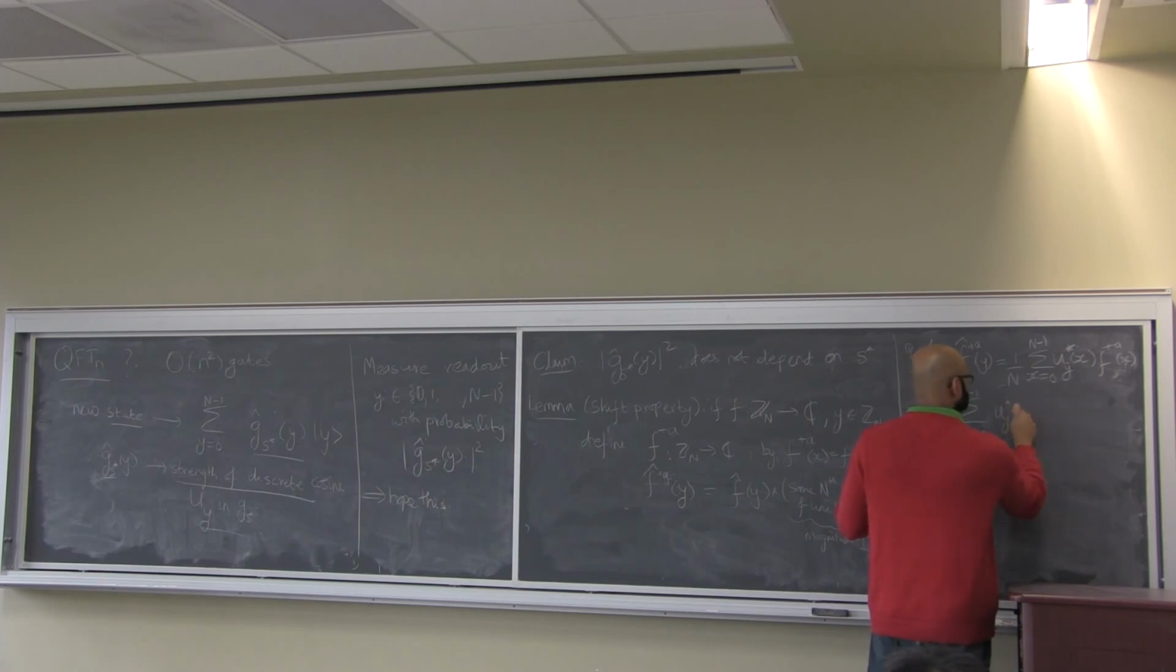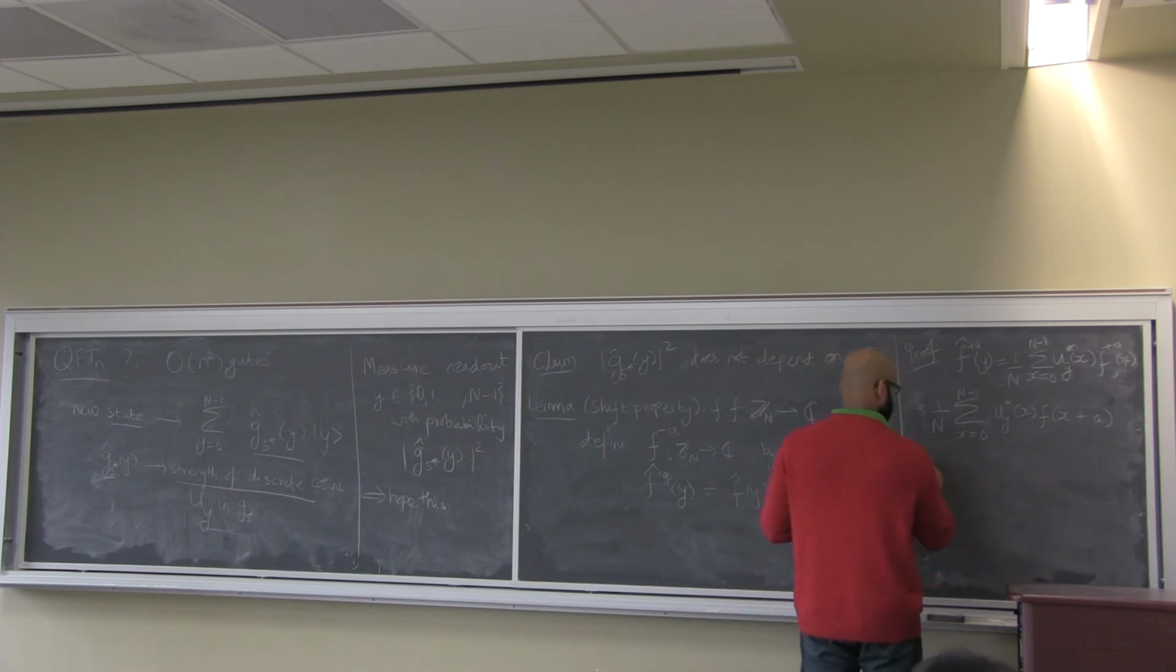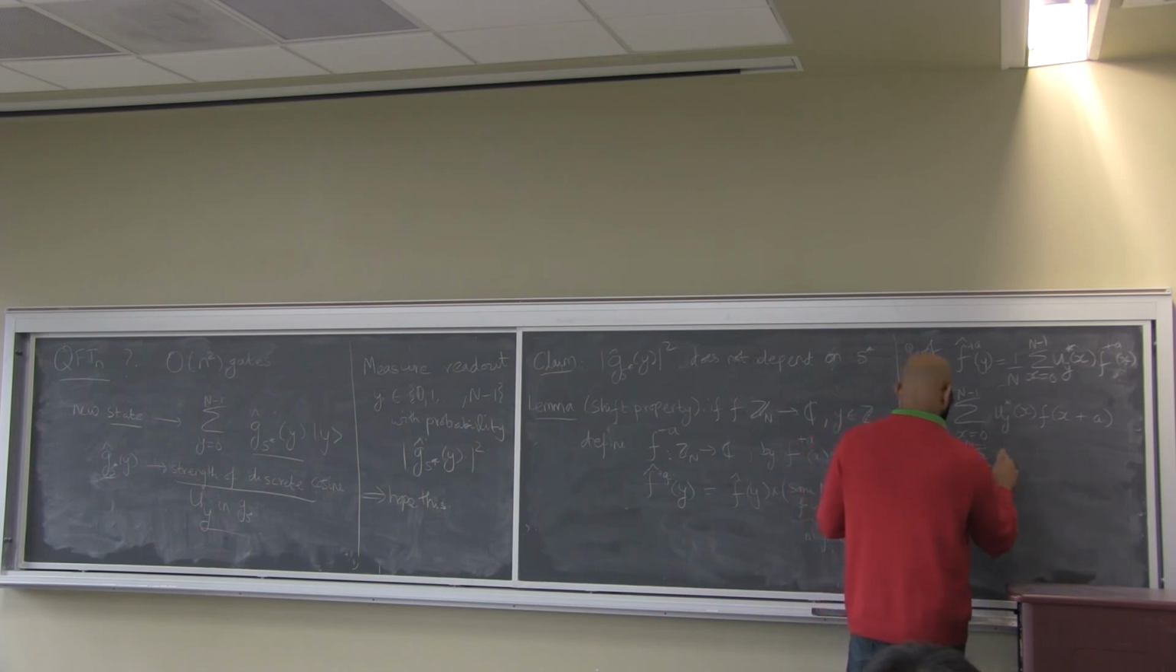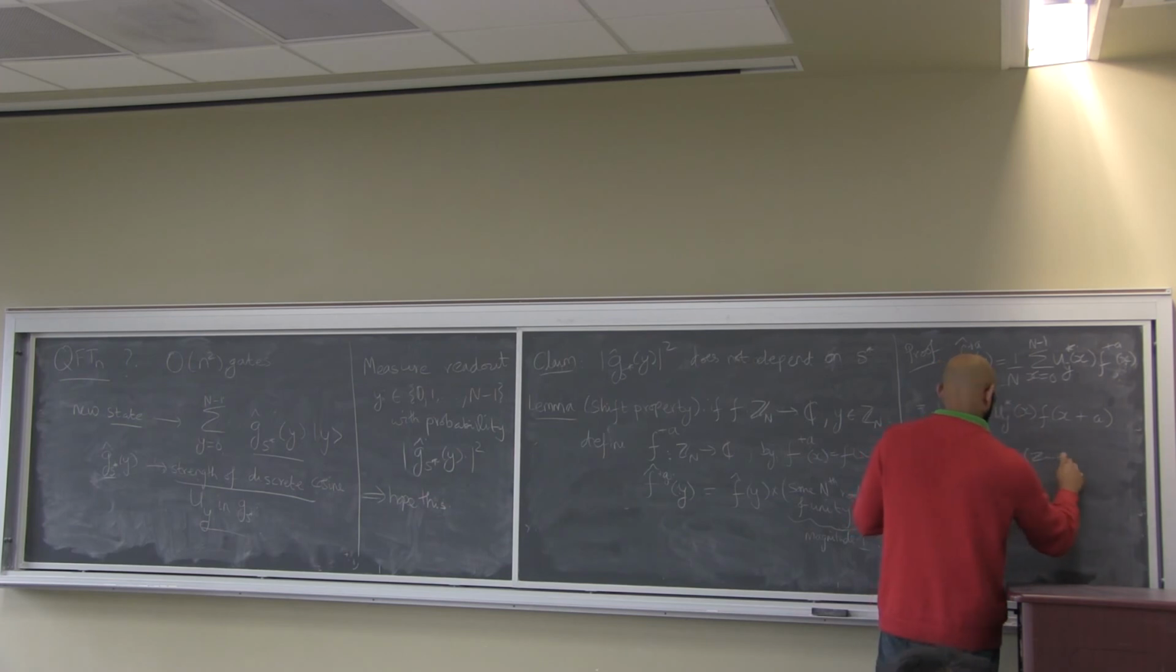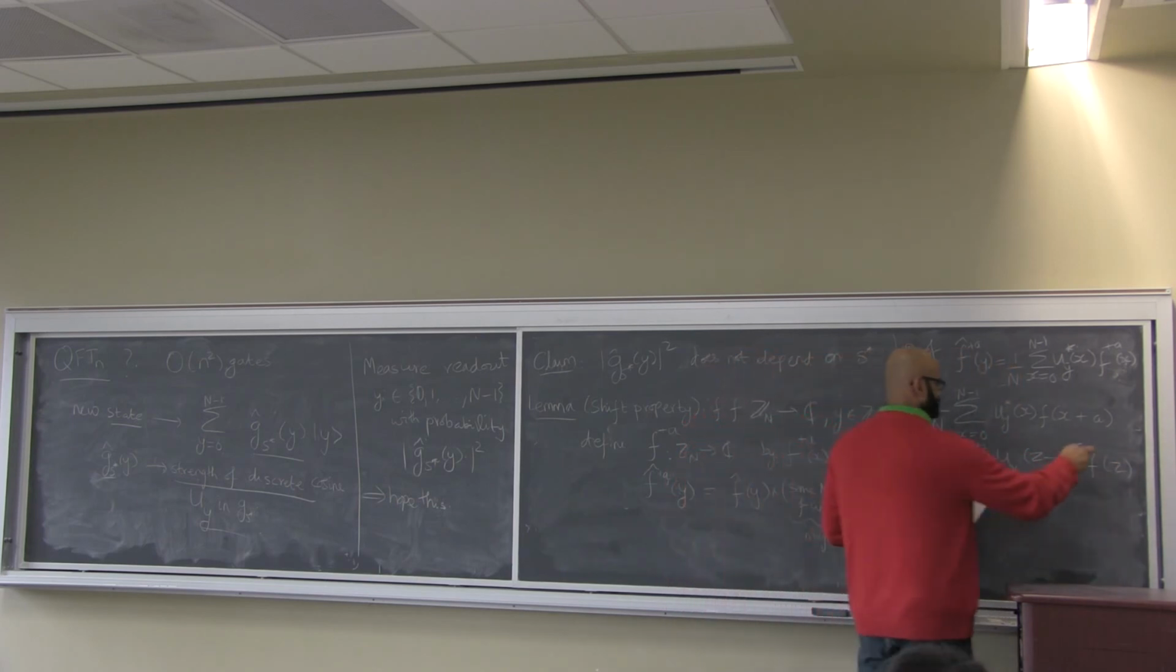u_y star of x times f of x plus a. Okay, and of course we can switch variables in the summation. This becomes some new variable z, summation z equals 0 to n minus 1, u_y of z minus a star, f of z. Okay, so I just switched z equal to x plus a.